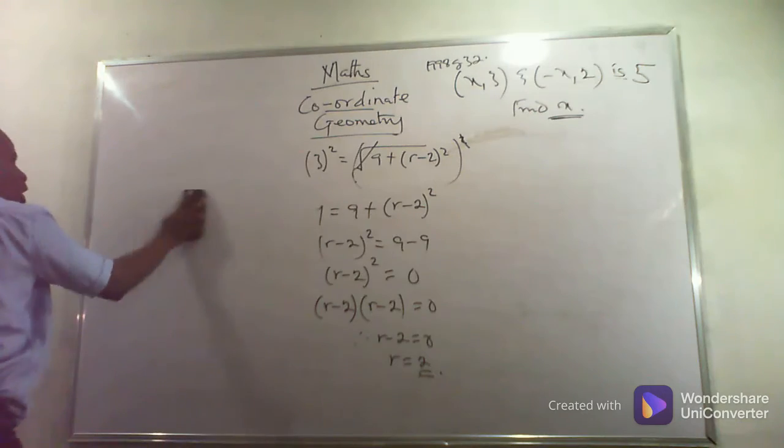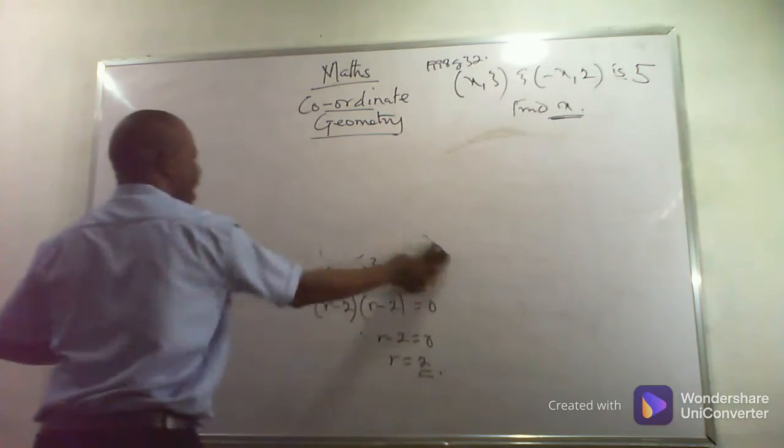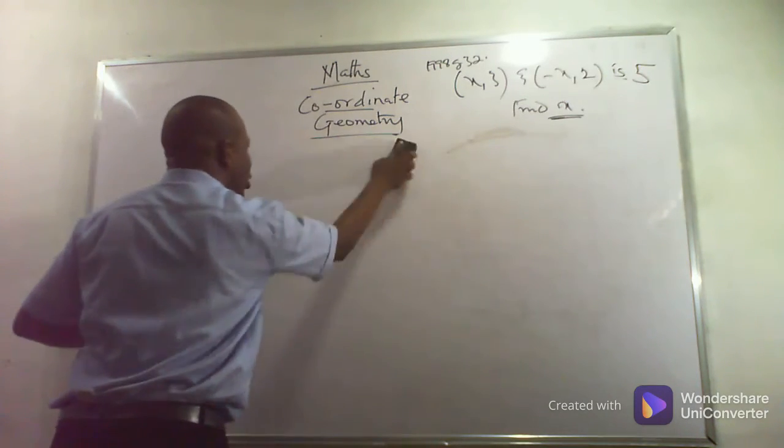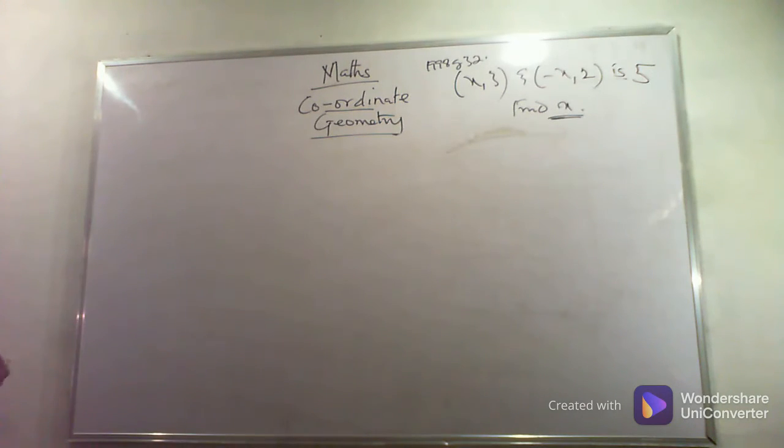I would just implore you, search for more questions in your past questions and solve. If this question should come out in JAMB 2021 and you are unable to solve it, then you have failed the purpose of this video. I want you to see the question and it will be a bonus to you.